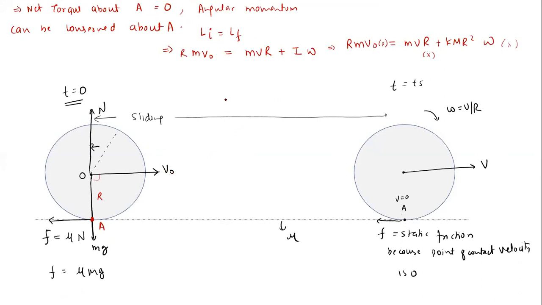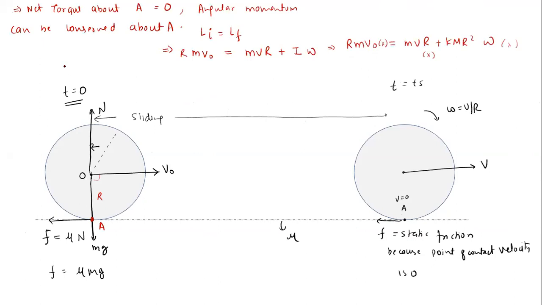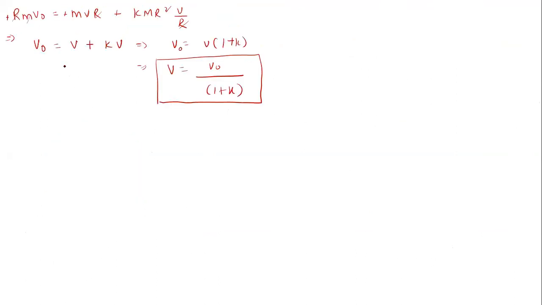How is I equal to kmR square? I think in the beginning of the class I told you I have generalized the condition I equal to kmR square. k can be any constant. For ring it is 1, for disk it is half, for hollow sphere it is 2 by 3, for solid sphere it is 2 by 5. So I have generalized this, I equal to kmR square, for any body which can roll. I hope you understand this. What is the velocity of the body when it starts pure rolling? That is v naught by 1 plus k.